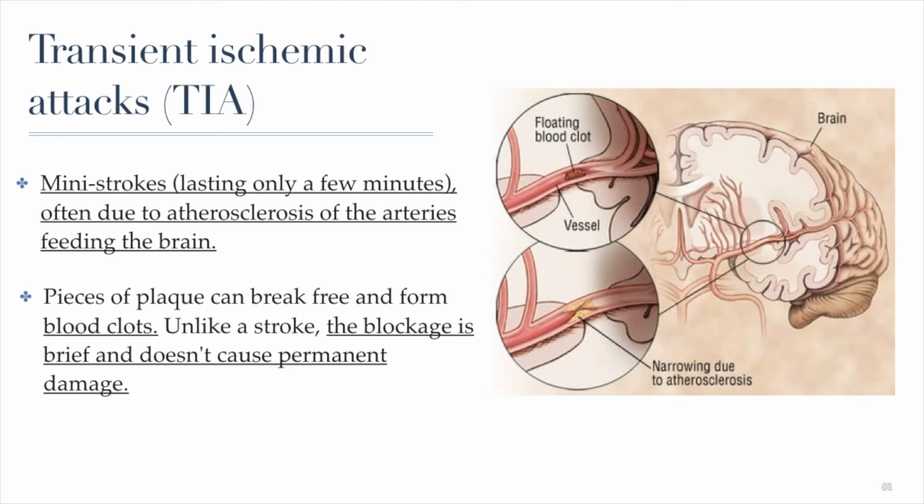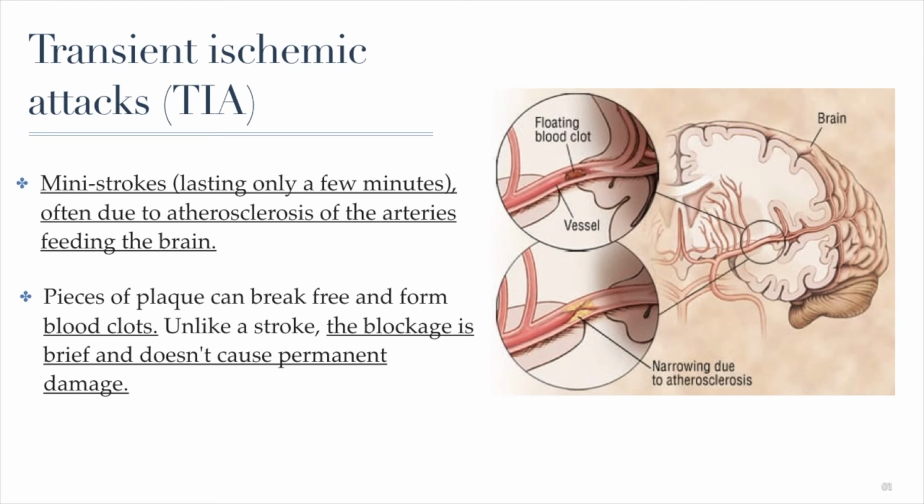So TIAs are essentially reduced blood flow to parts of the brain due to atherosclerosis in some of the blood vessels that feed the brain, or sometimes even blood clots. If it progressed to that point, you might actually have these floating blood clots that are transient. They don't get stuck, but they can block oxygen to the brain temporarily and then move on.